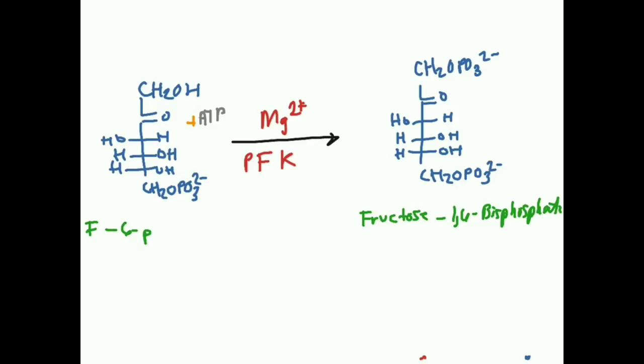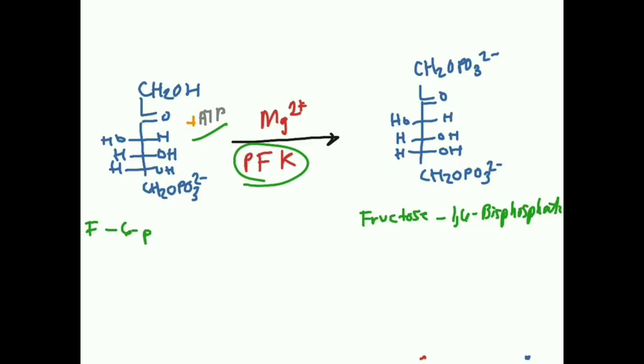Again, PFK is phosphofructokinase. Again, the name of the third reaction is the same as the enzyme. You add ATP and magnesium 2+ in order for this reaction to go through.